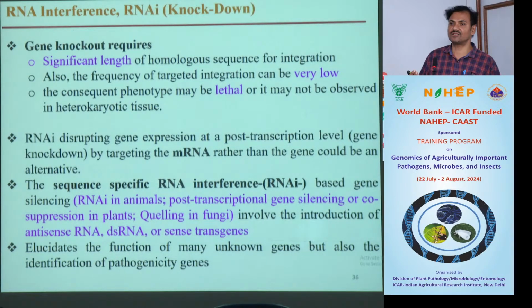Then comes the RNAi. Initially it was found in animals, where we call it RNAi, and then PTGS or co-suppression in case of plants. In fungi it was first termed quelling, but nowadays very commonly they use the term silencing. Now this is a very precise knockdown. Knockdown means the gene will be expressing into a protein, but at a lower level. Unlike editing, where it will be totally displaced, here it will be knocked down instead of knocked out.